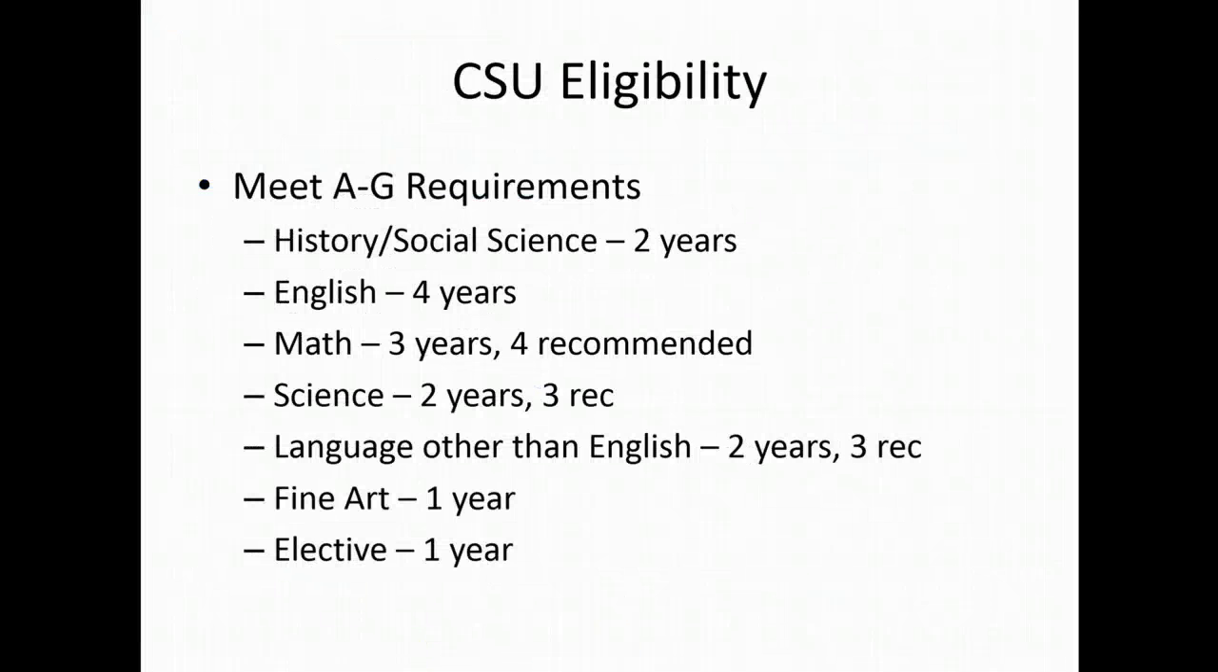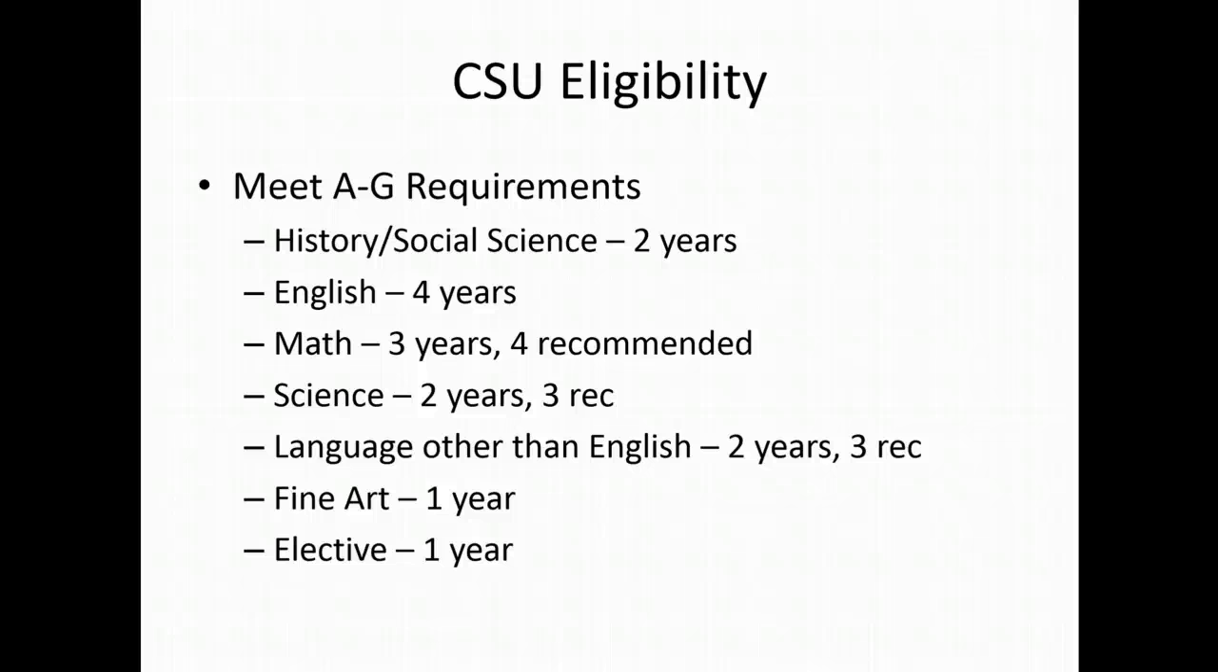Now that we have explored various campuses and you know how to do your campus search, let's make sure you're eligible to apply to a CSU campus. In order to apply, you must meet A through G requirements, to include 2 years of a history or social science, 4 years of English, 3 years of math to include Algebra 3-4, Geometry, and Algebra 1-2. They do recommend that you have 4 years, especially in your senior year. 2 years of science to include a life science like biology and 1 physical science like chemistry or physics, but they do recommend you have 3 years.